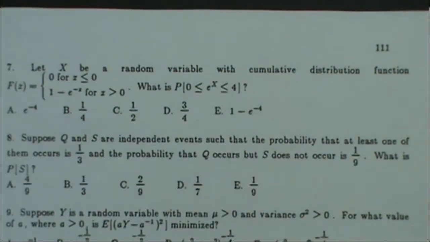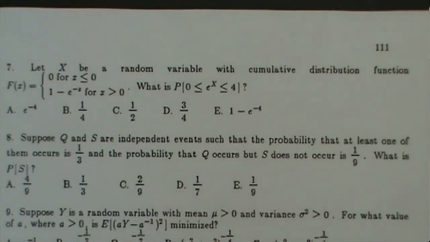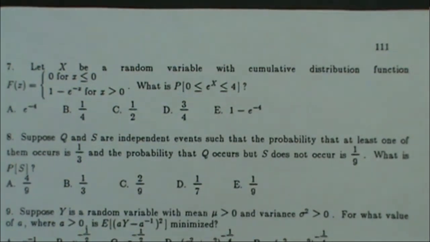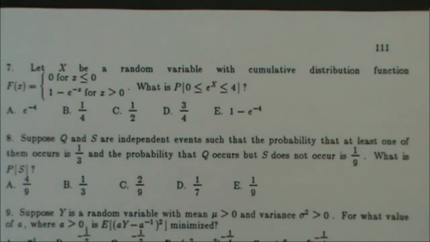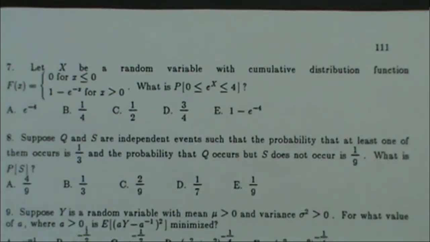Number 7, let x be a random variable with cumulative distribution function F of x equal to 1 minus e to the minus x for x positive. What is the probability that e to the x is between 0 and 4?